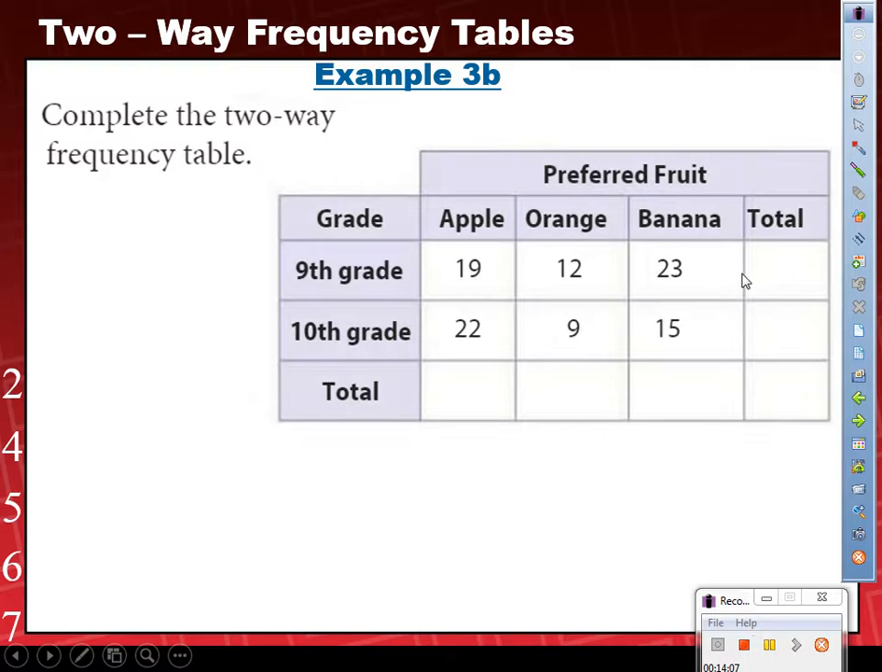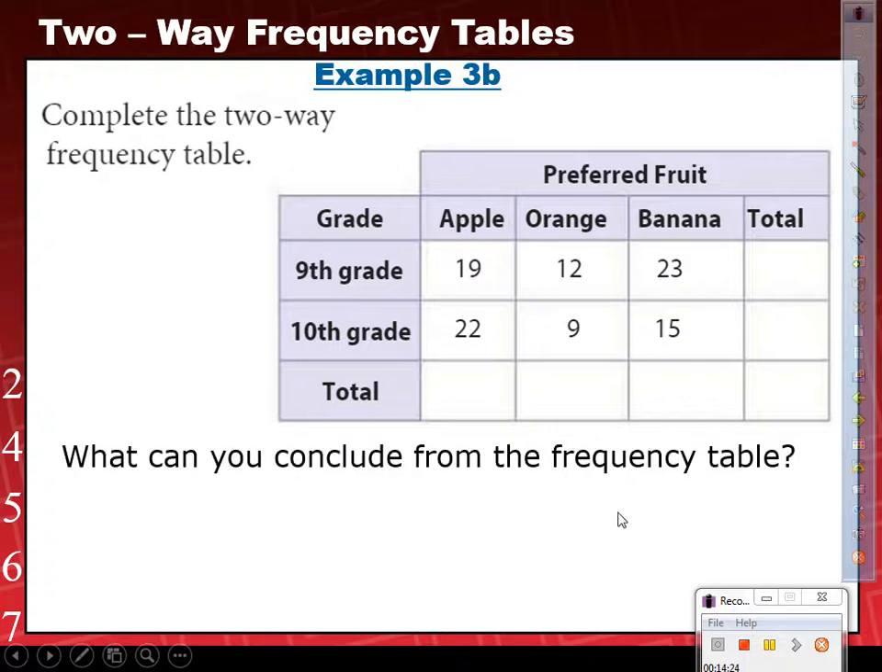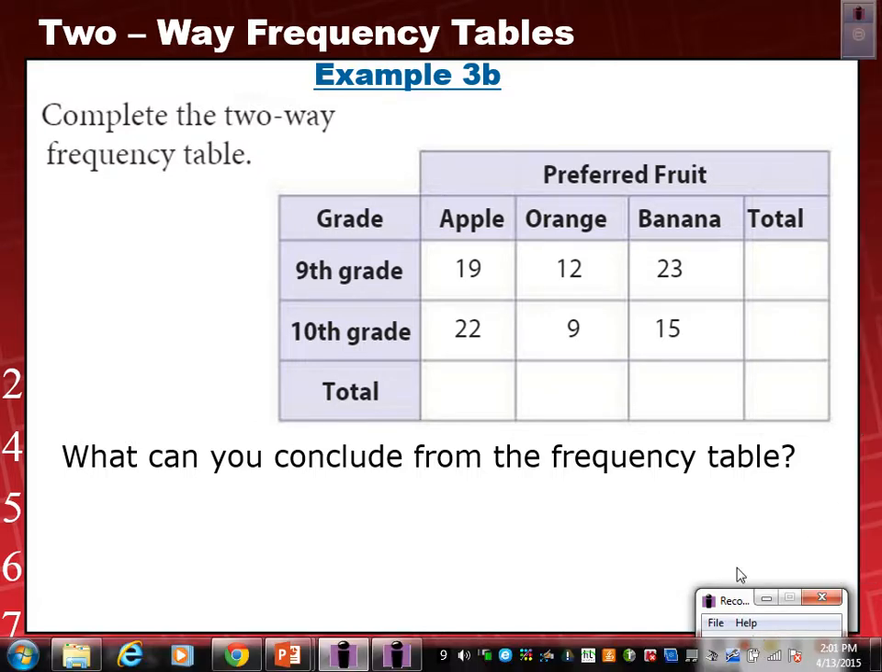Hold on, don't tap anything, I'll send it to you. It says, example 3B, complete the two-way frequency table, and it says, by grade level, 9th grade and 10th grade, and the preferred fruit, apple, orange, and banana. But there's missing stuff, and I also want you to answer the question. What can you conclude from the frequency table? Okay, let me push that really quick. Hold on. Okay, make sure you fill in your table and answer your question, please.